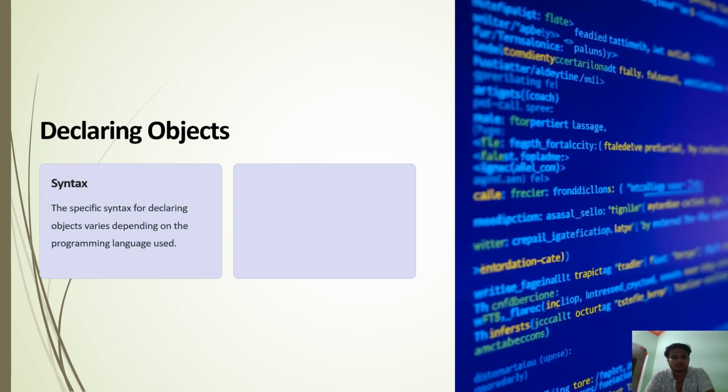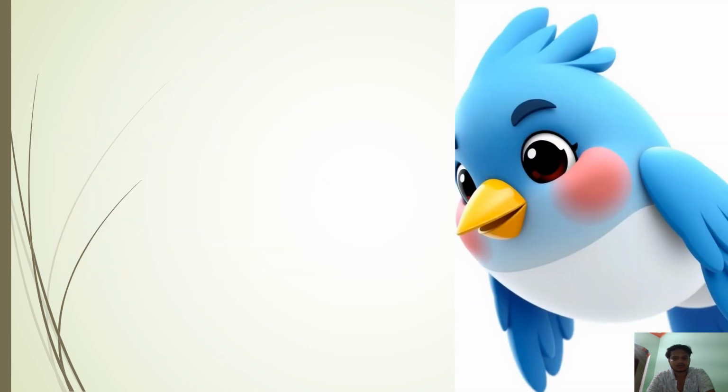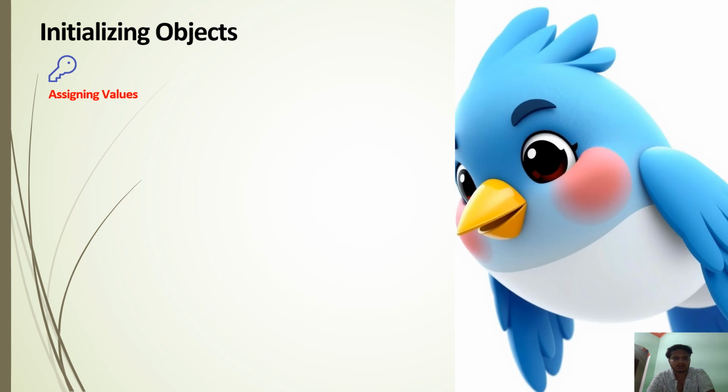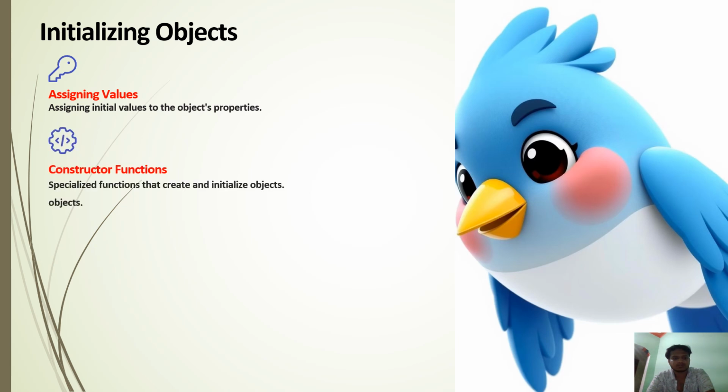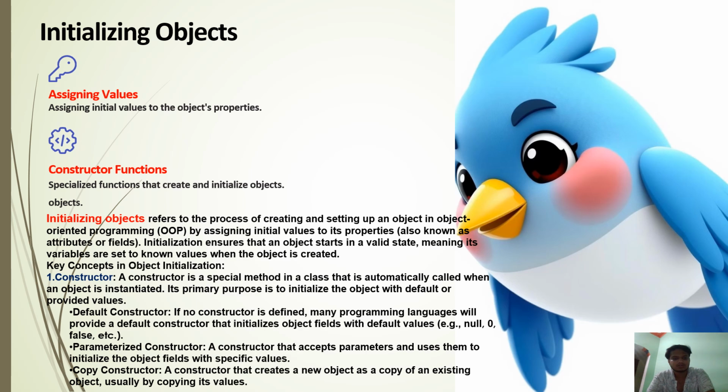Declaring objects. Syntax. The specific syntax of declaring an object varies depending on the programming language used. Object identifier. Each object is assigned a unique identifier to distinguish it from other objects. Initializing the object. This is assigning the values: assigning initial values to the object properties. Constructor functions: special functions that create and initialize objects.